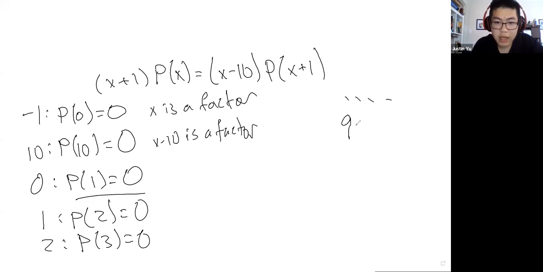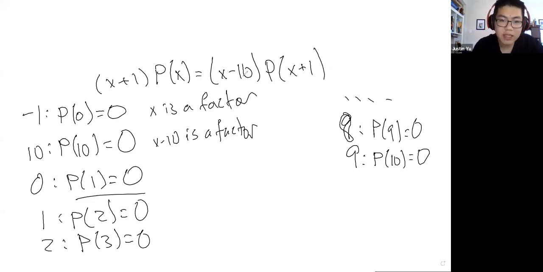If we plug in 8, we get p of 9 is 0. If we plug in 9, we get p of 10 is 0. But we already knew that. And if we plug in 10, we get 0 is equal to 0. So we're stuck here.